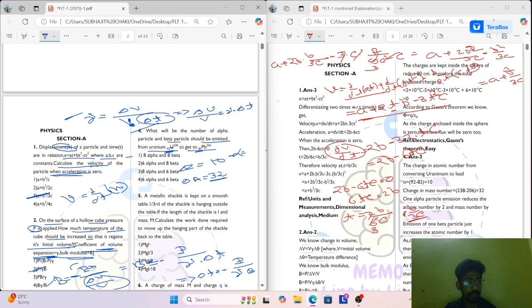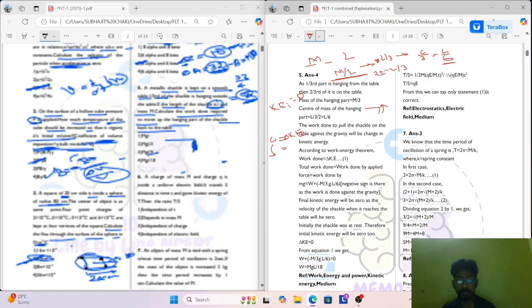Now what is the work done? First of all, you are pulling the chain or the shackle against the gravity. That means there will be work done against the gravity, and the work done by the applied force, the force that you are applying. So therefore two things you have to consider, right? So total work done is equal to the work done by the applied force, you can take it as W or whatever, and the work done by the gravity.